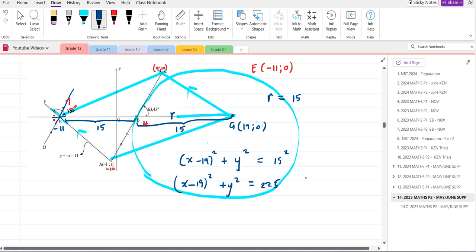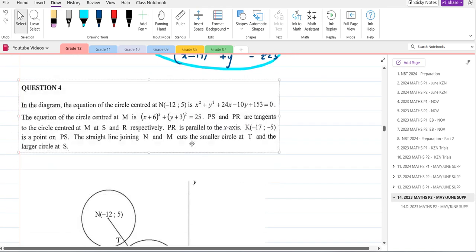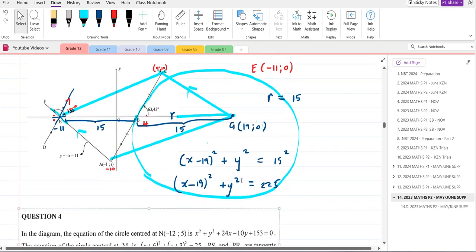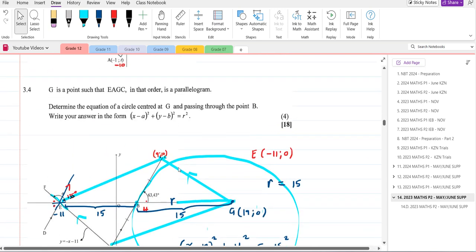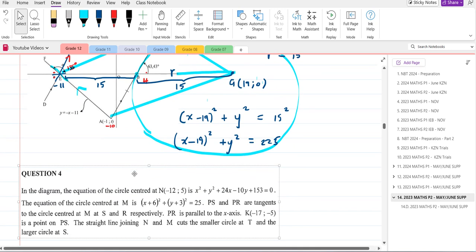So I hope you guys understood that. That's my answer. Let's move on to the next problem. Should be grade 12 circle geometry now. Well, that was also circle geometry. This was also analytical geometry, testing on circles.